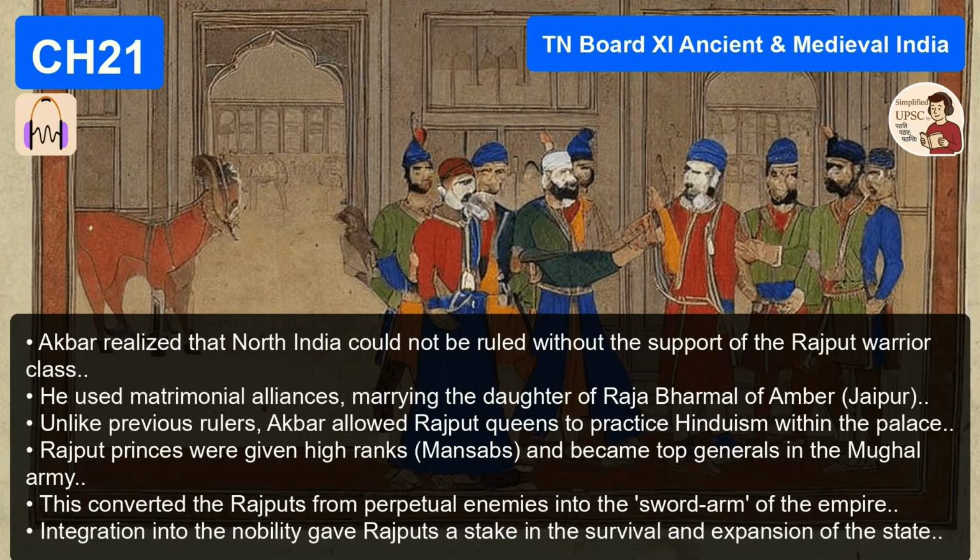The textbook is clear. It wasn't a new religion. It was more of a syncretic philosophy or a code of conduct for a small group of his closest nobles. And it was based on what? Reason and the concept of sulh-i-kul, which means peace with all, or universal peace. It took good ideas from all religions. It had no priesthood, no holy book, no rituals. It was an ethical system.